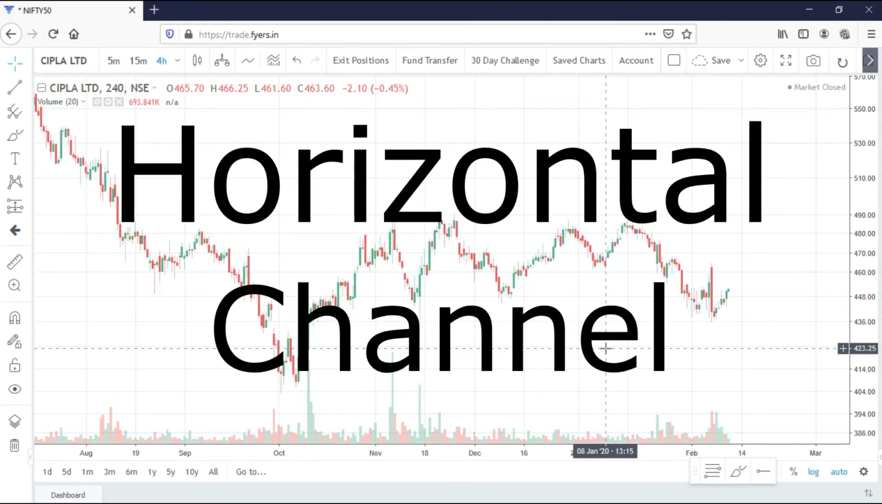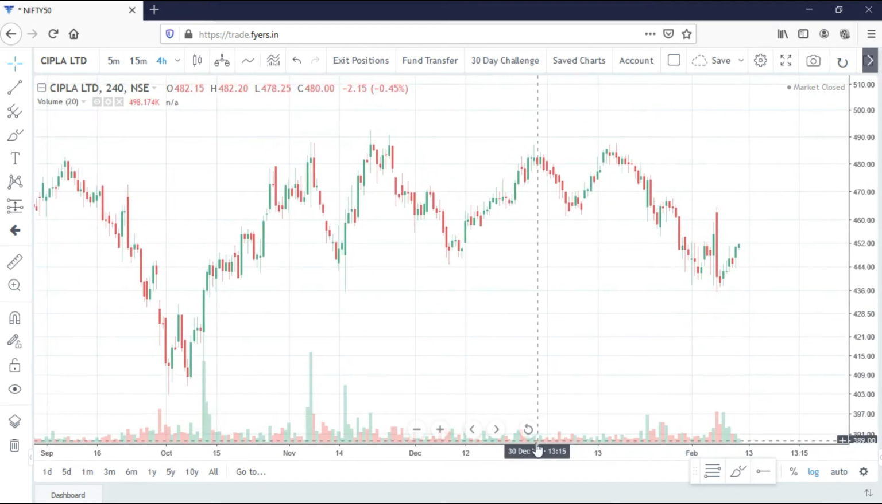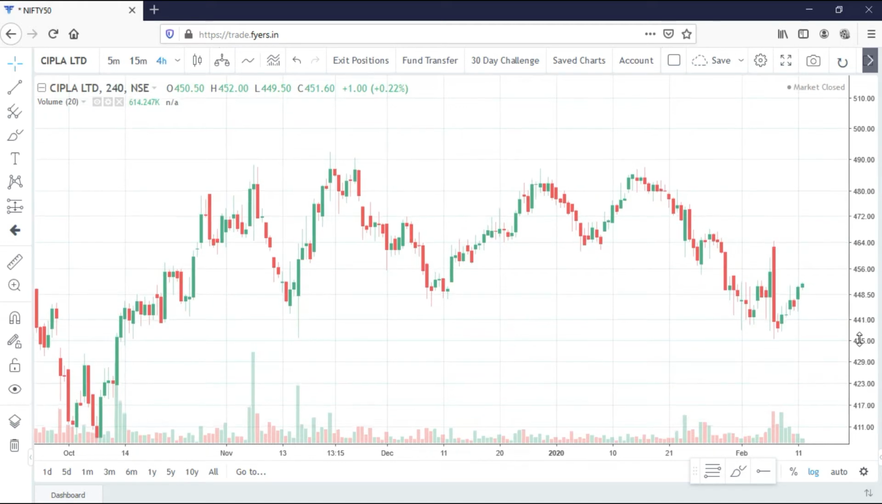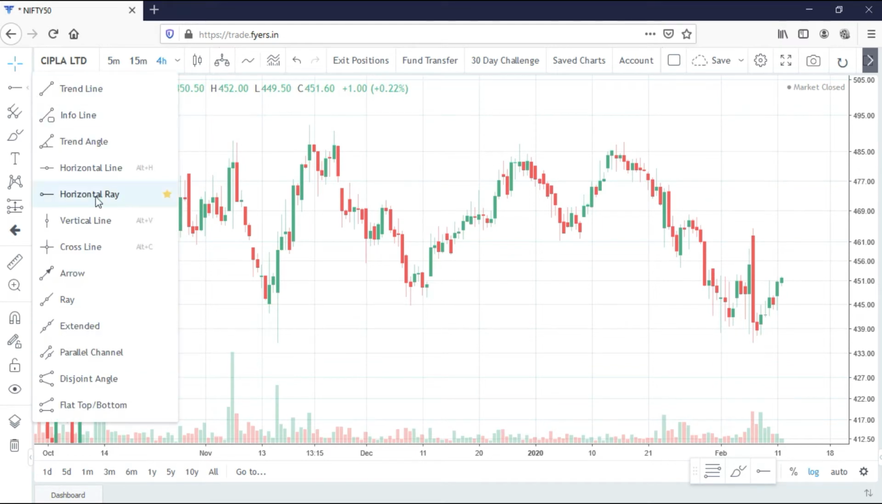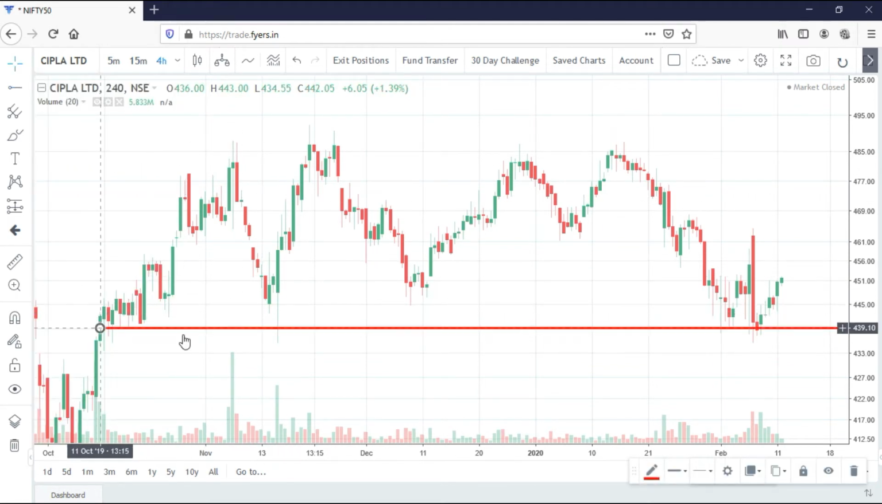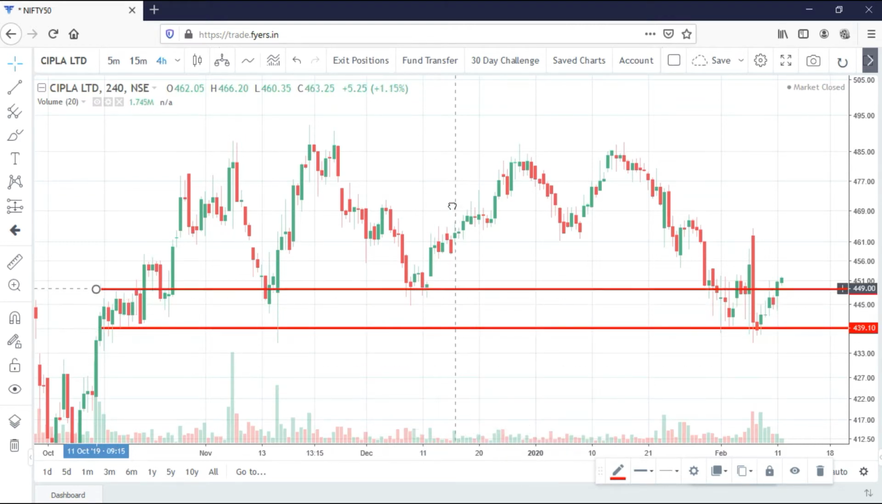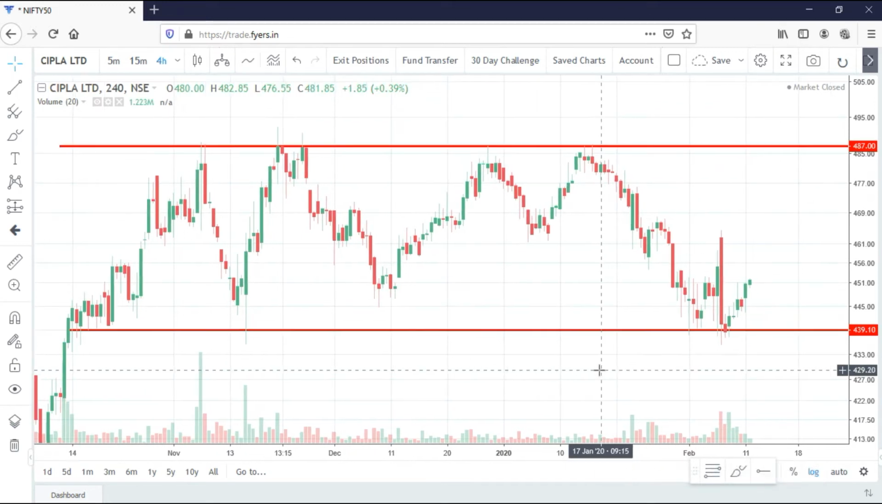First, horizontal channel. Identification part. After some practice, you should be able to do the identification part with your naked eyes. You must be in a position to identify this sideways movement which may have horizontal support and horizontal resistance lines. This is looking like a horizontal channel, right? To confirm it, let's plot the horizontal support line. Okay, to complete the channel, let's draw a resistance line. This line looks like a good resistance line. So, this area between these two lines is nothing but a horizontal channel. How to trade these, we will see at the end of this video.